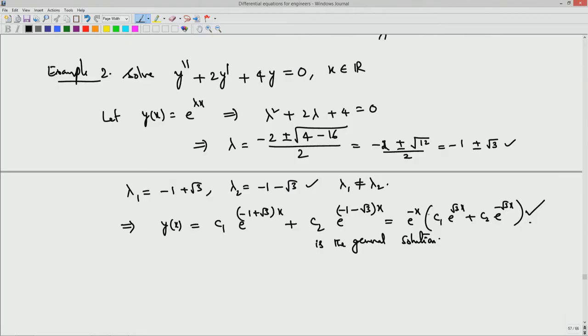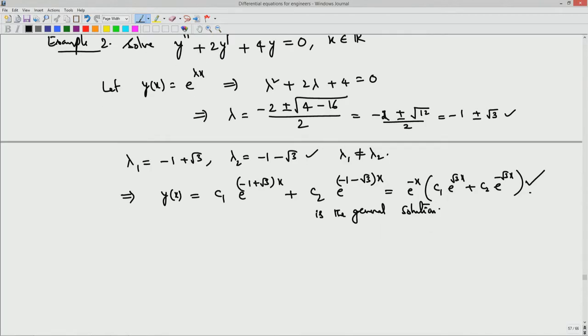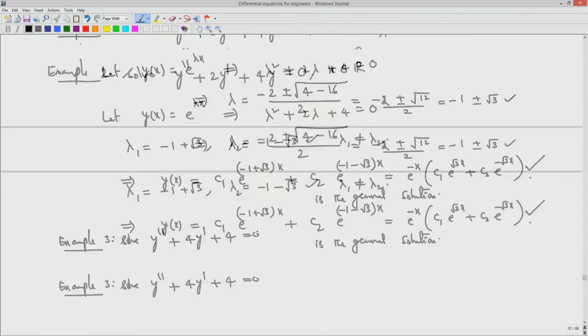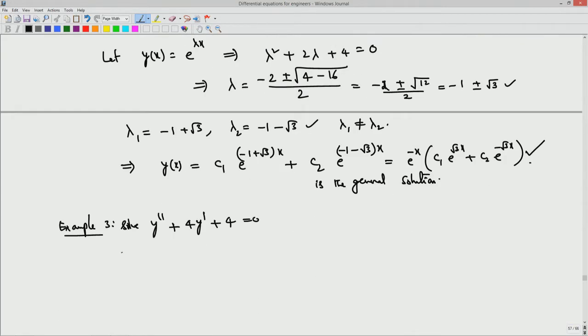So, we will see the case where these roots are the same, as an example 3. Your simple equation is y'' + 4y' + 4y = 0. You solve this one. You can clearly see that if you follow the same technique, by choosing y(x) equal to e^(λx), λ will satisfy λ² + 4λ + 4 = 0.